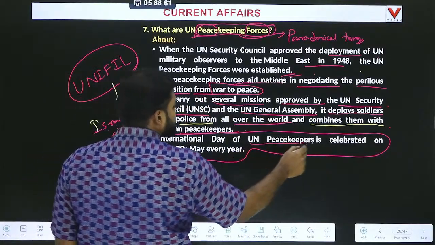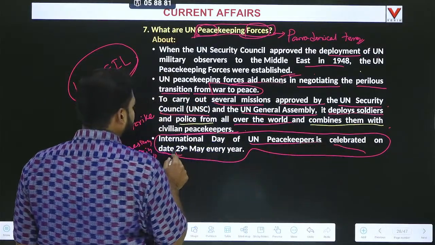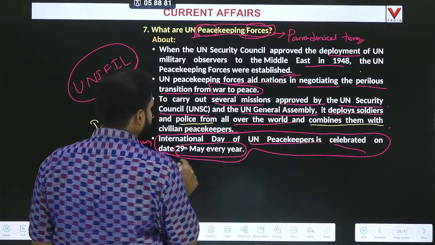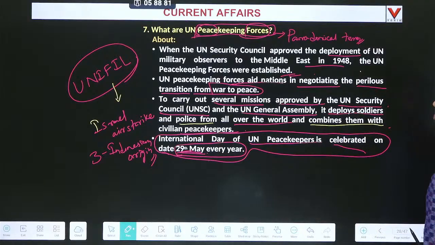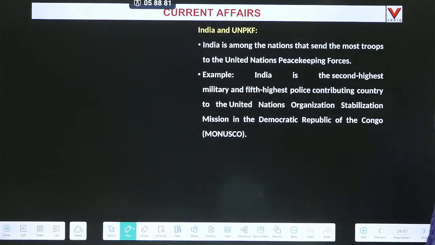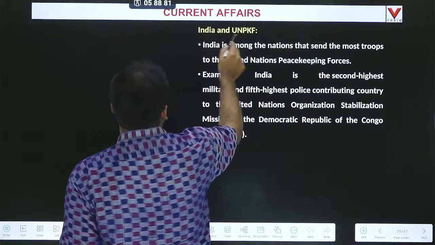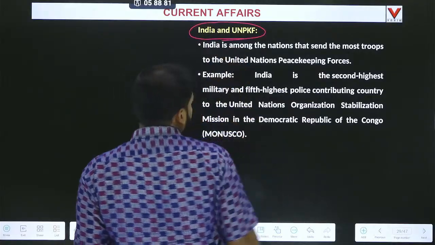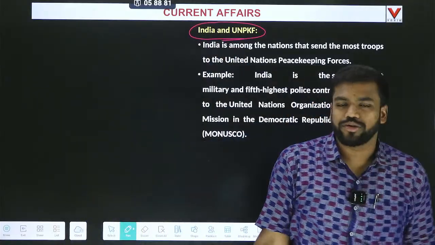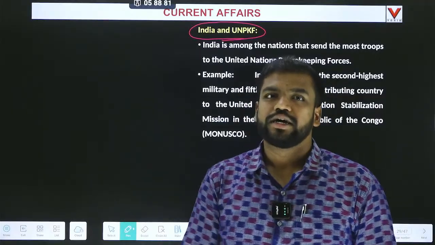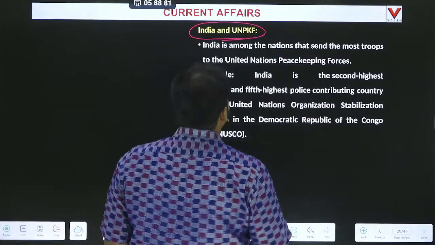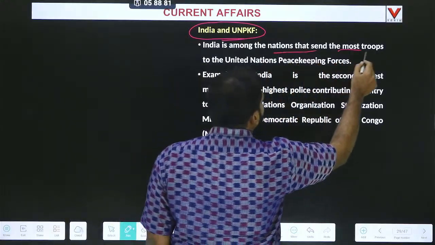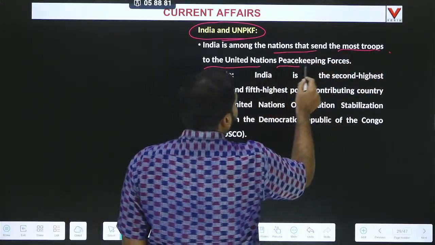International Day of UN Peacekeepers is celebrated on 29th May every year, right? 29th May. Please remember this date, okay? Let's discuss India and UN peacekeeping forces, by the way. Remember, India is one of the largest contributors of human resources to UN peacekeepers, right? India is among the nations that send the most troops to UN peacekeeping forces.